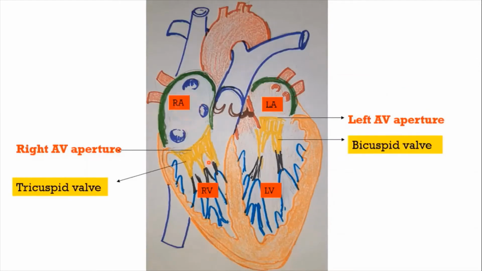Between the right atrium and right ventricle, there is the right atrioventricular aperture. It is guarded by the tricuspid valve. Between the left atrium and left ventricle, there is the left atrioventricular aperture and it is guarded by the bicuspid valve or mitral valve. These valves allow the flow of blood from atria into ventricles only.